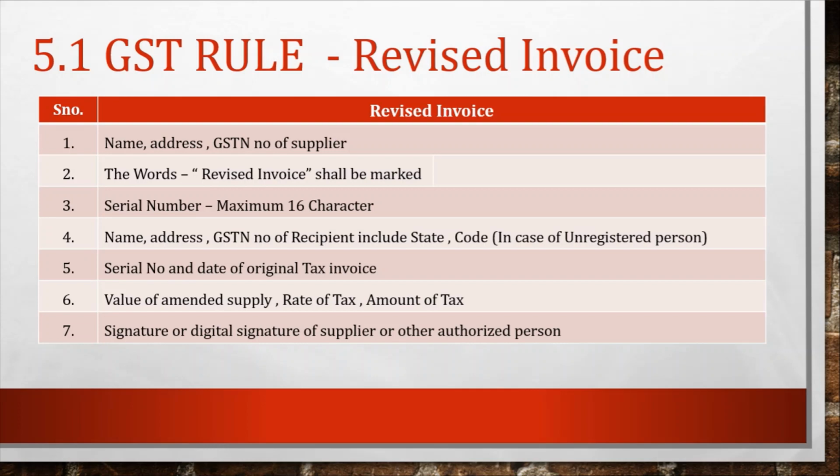The serial number and the date of the original tax invoice against which we are revising our invoice is mandatory. Value of amended supply, rate of tax and amount of tax, and digital signature of the person. A digital signature or a simple manual signature of the authorized person is required. So this is the GST rule related to the components of the revised invoice.